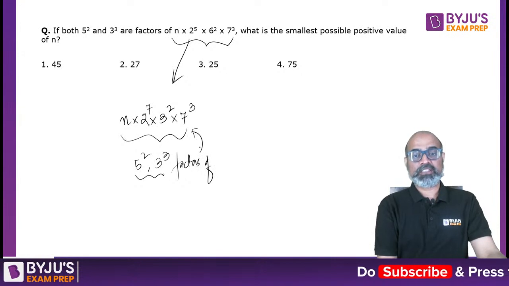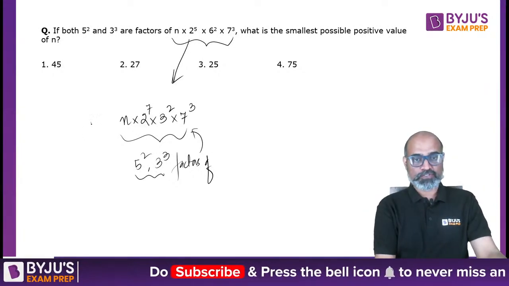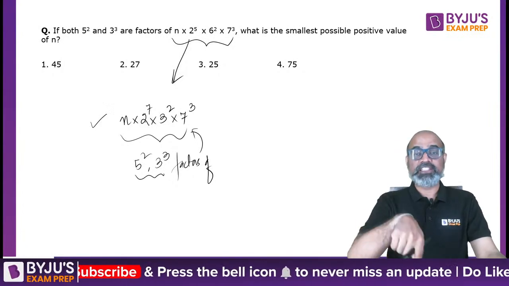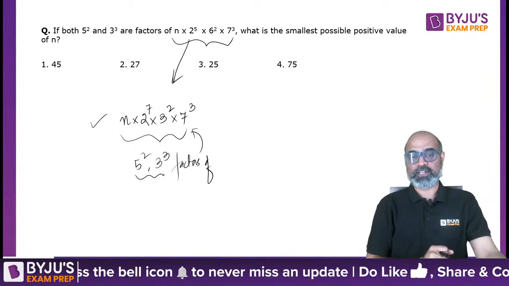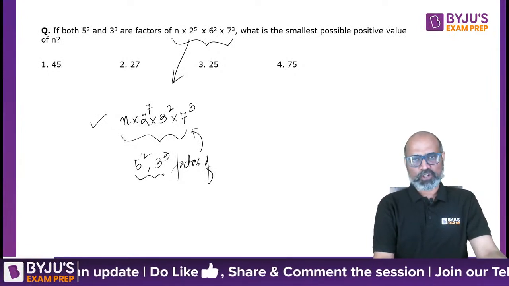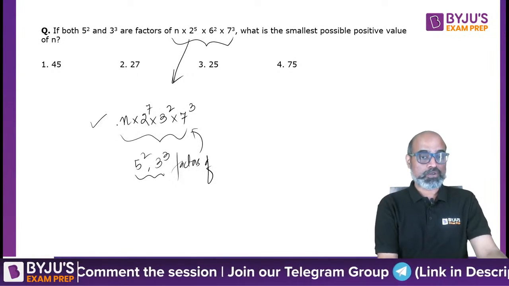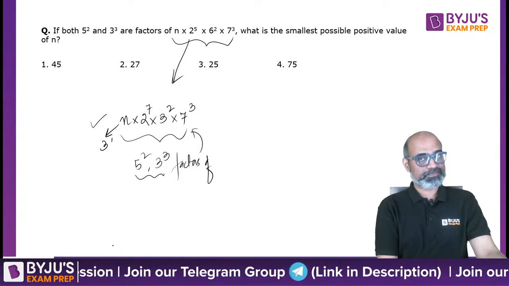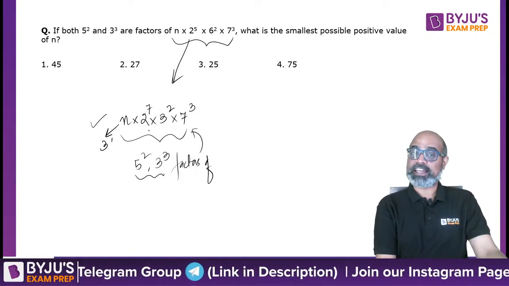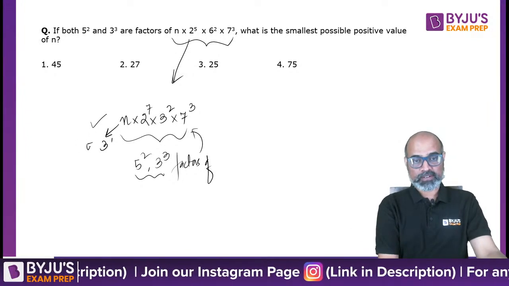In other words, when you look at the prime factorization of the given number, it should contain 3 cube and it should contain 5 square. So for now, does it contain 3 cube? No. There are only two 3's so far. We want three 3's. So n should contain that extra 3. Next, do we see any 5 square? So we will need a 5 square as well.